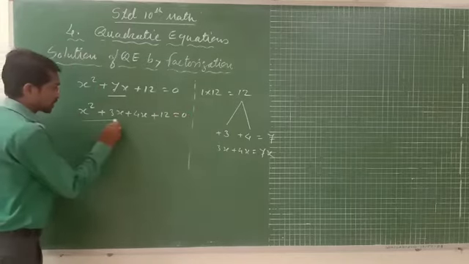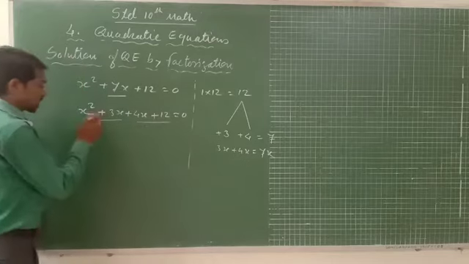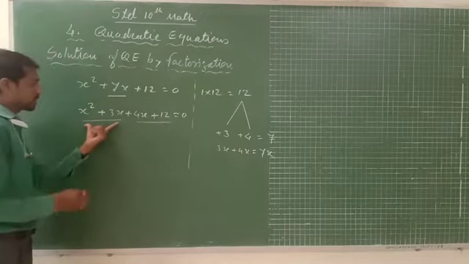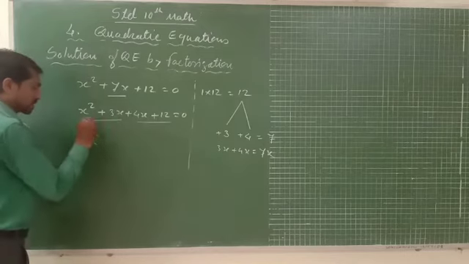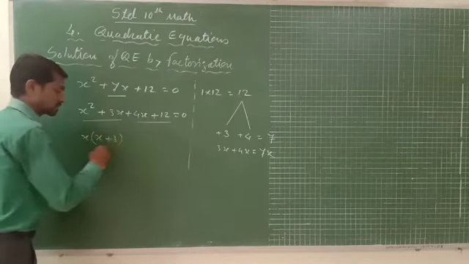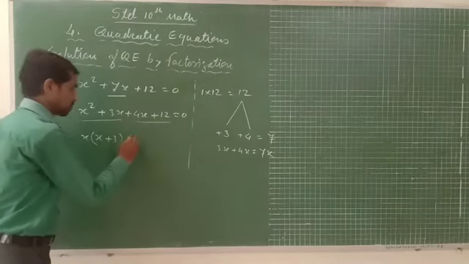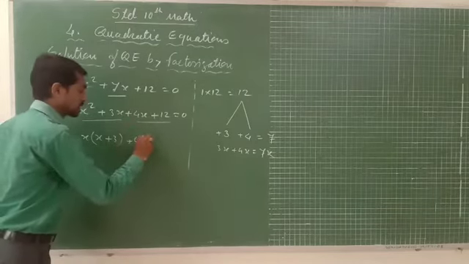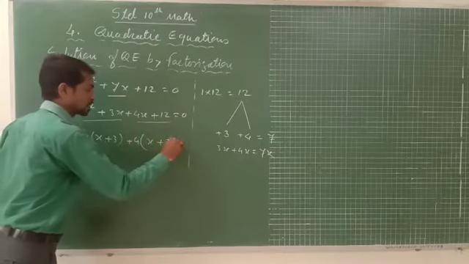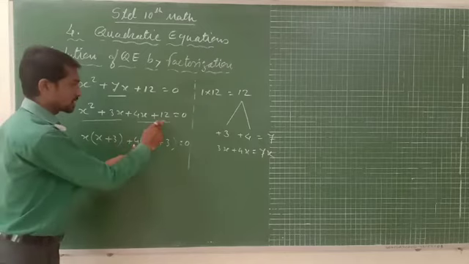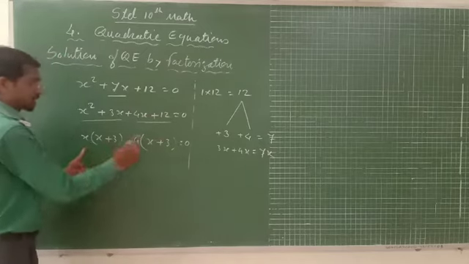Now regroup. What is common in the first group? x. Taking it out, what remains is x plus 3. In the second group, what is common here? 4, that is plus 4, and the remaining is x plus 3, again equal to 0. See, 4 into x is 4x, and 4 into 3 is 12. This bracket should be there.